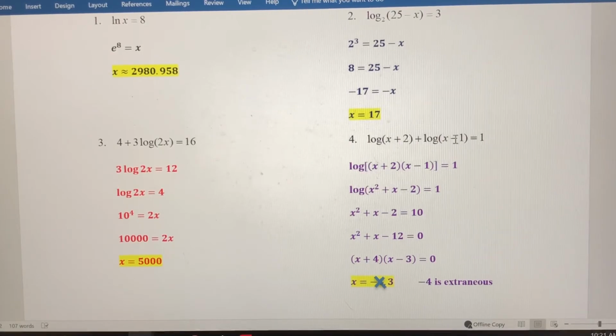If you plug in 3 here, you get 2. So 10 to some power can be 2, all right? So you need to check. Anytime you get your solutions, you always need to check and make sure that each of those solutions actually is a solution. And in this case, negative 4 is not, so it's considered extraneous.